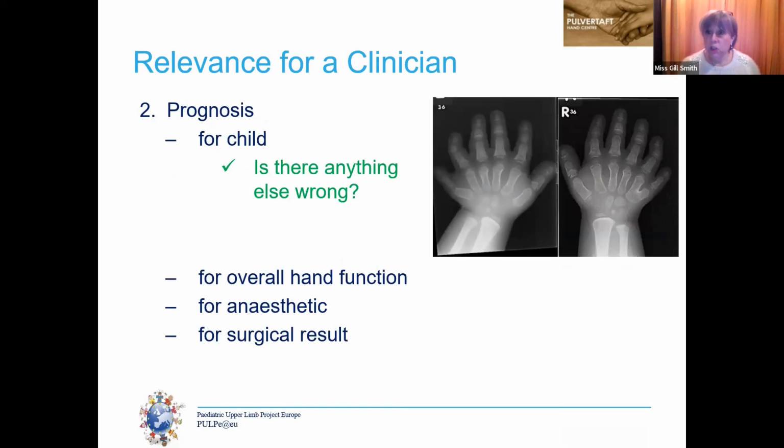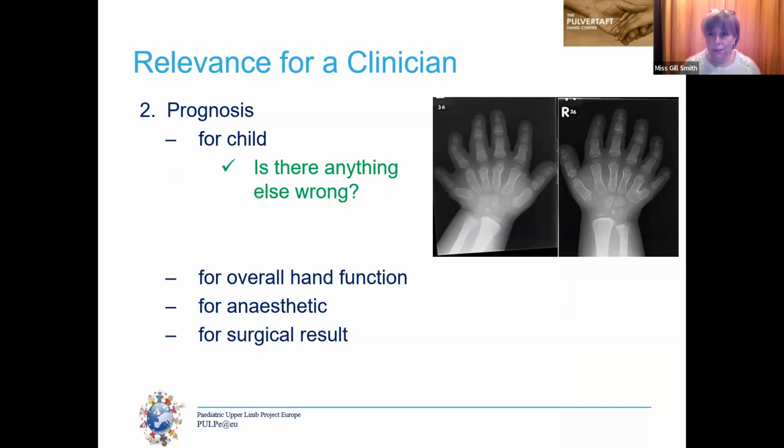And it's relevant for the child. And one of the other things that the parents want to know, particularly when there's a very visible difference of any sort, is there anything else wrong with my child? Are they going to develop normally? Is their brain going to work? Are their internal organs all right? And this is always a source of concern. And having a little bit of an idea of what other problems there might be means that you can look for them. But it's also important for overall hand function.